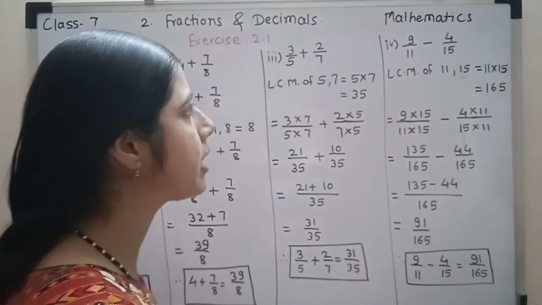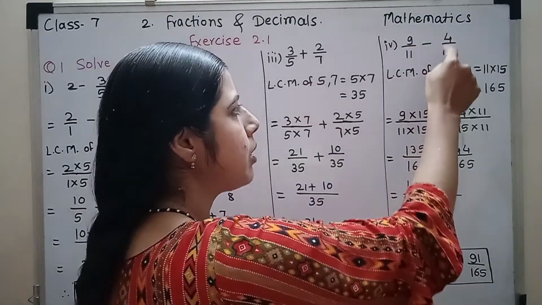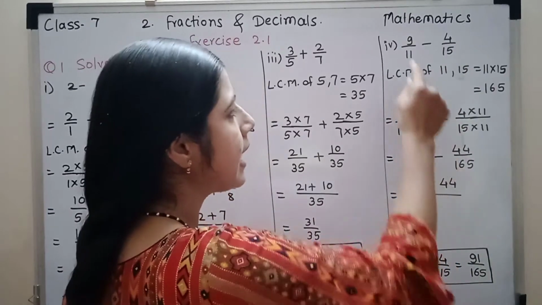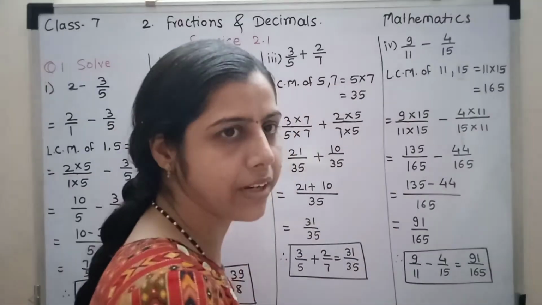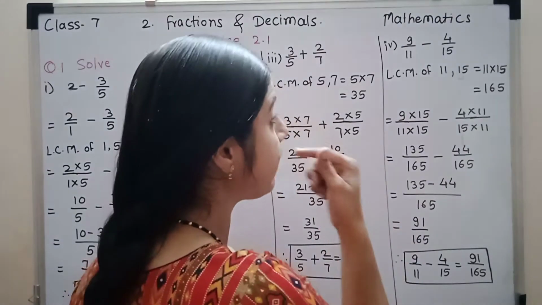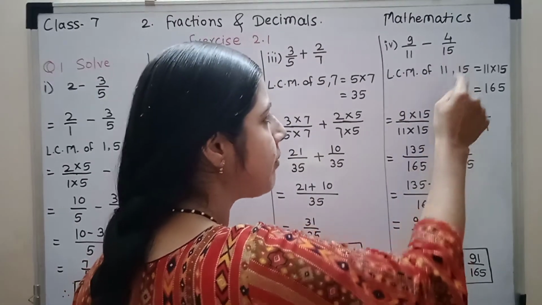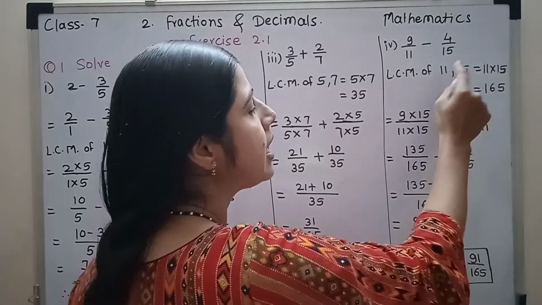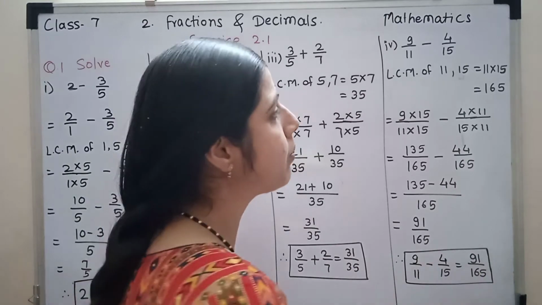Next, moving to the next question. 9 by 11 minus 4 by 15. So, again we can observe over here, both the denominators are totally different. So, we need to take the LCM of 11 and 15. The easiest way to calculate the LCM of 11 and 15 is to make the product of both the numbers.